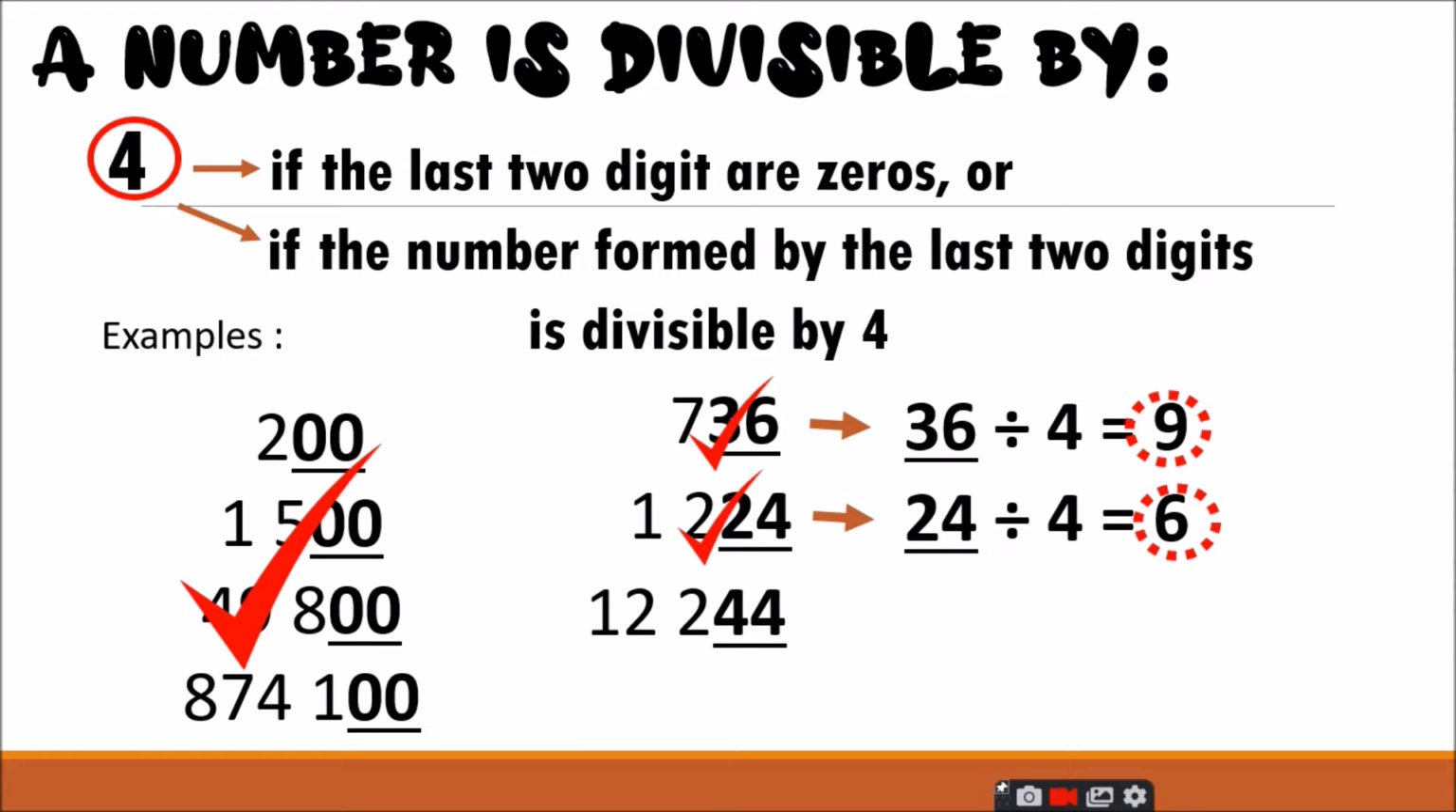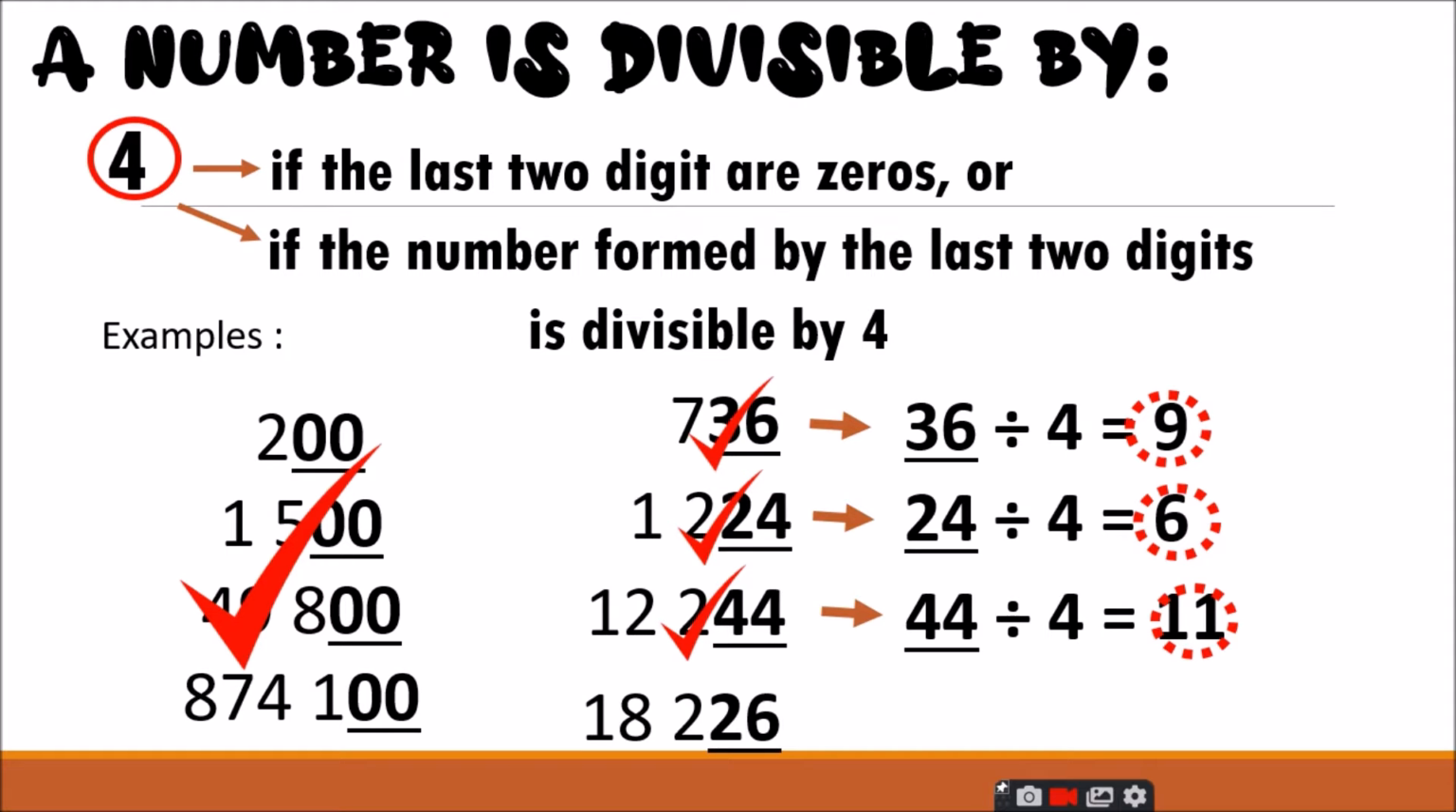Another number is 12,244. So the last two digits are 44. And let's find out if this is divisible by 4. So 44 divided by 4 is equal to 11. And 11 is a whole number. So we can say that 12,244 is divisible by 4.